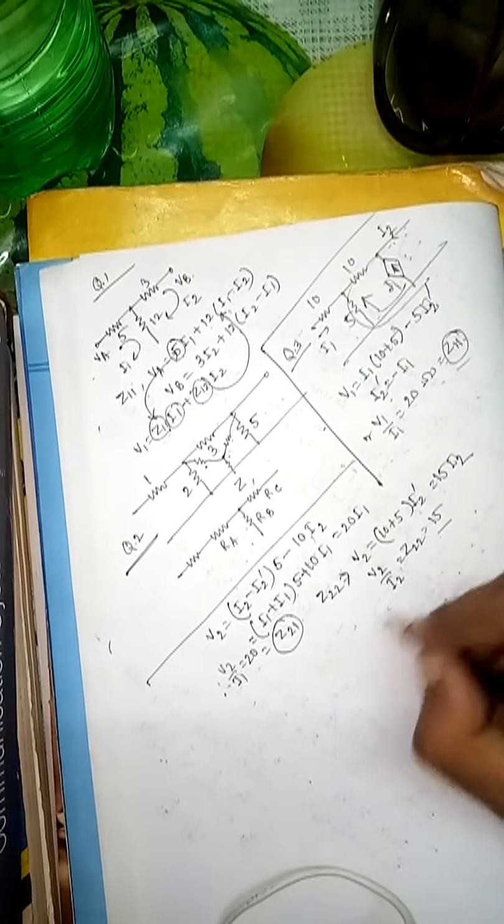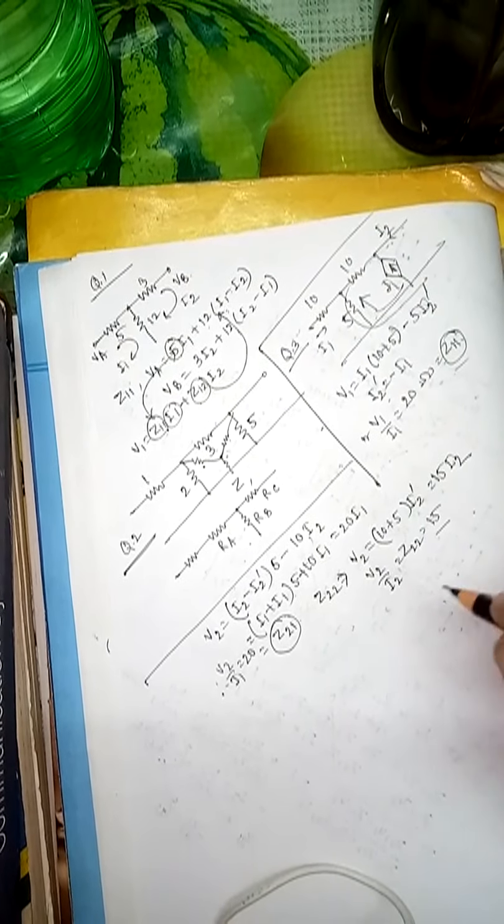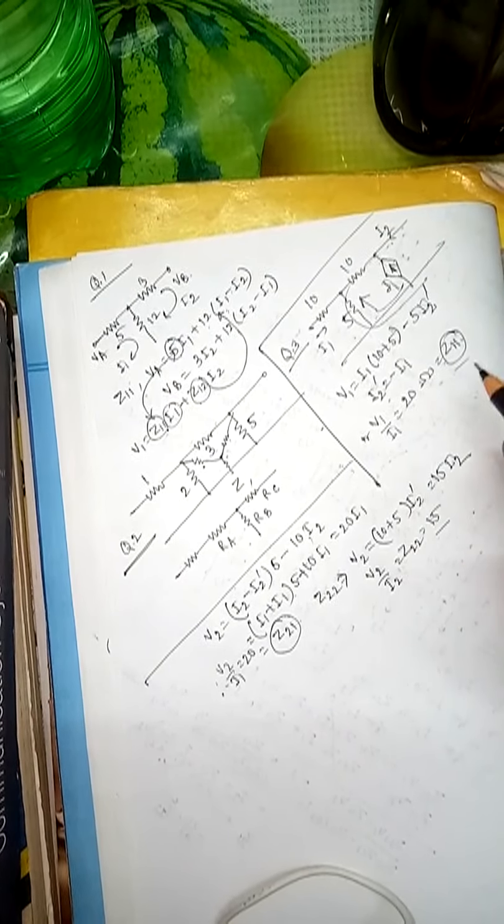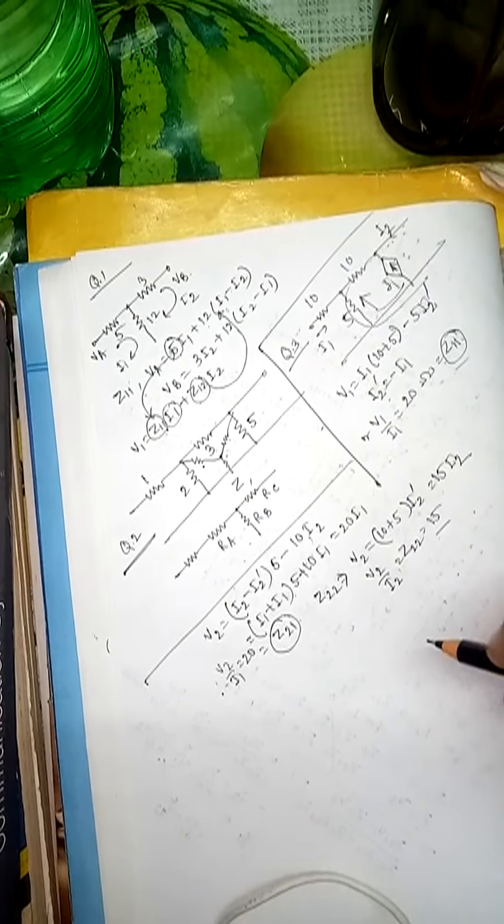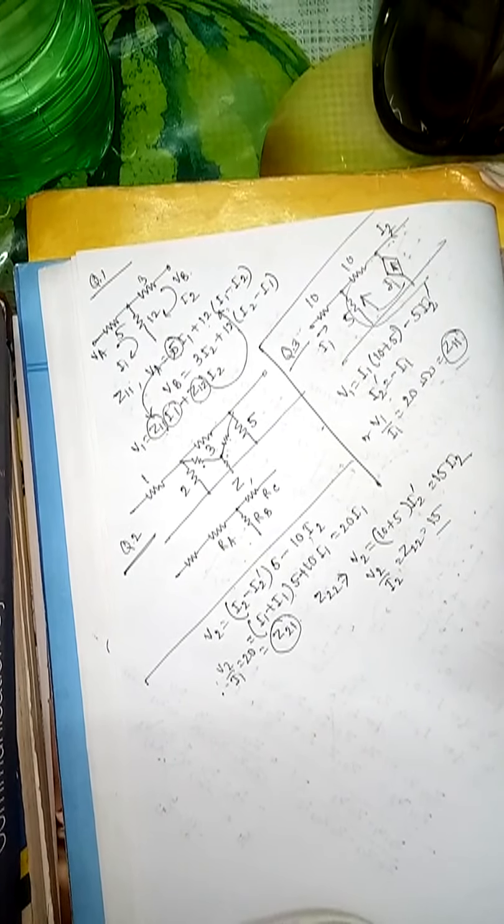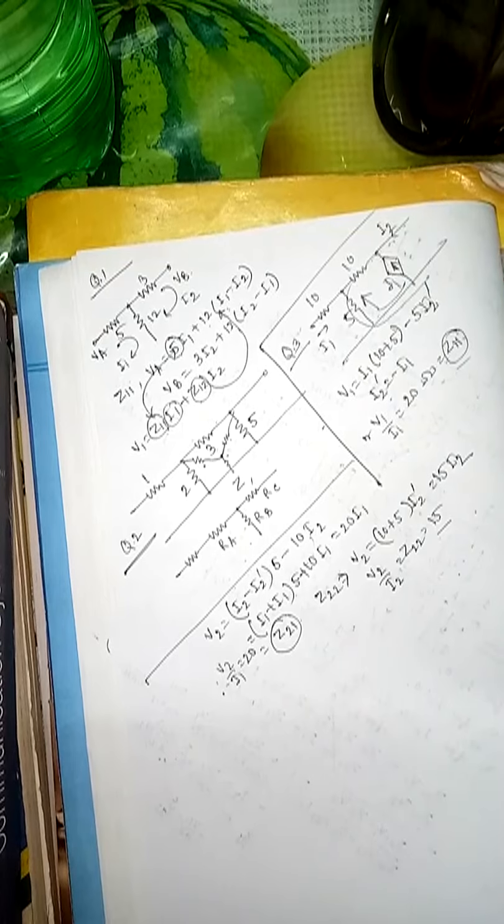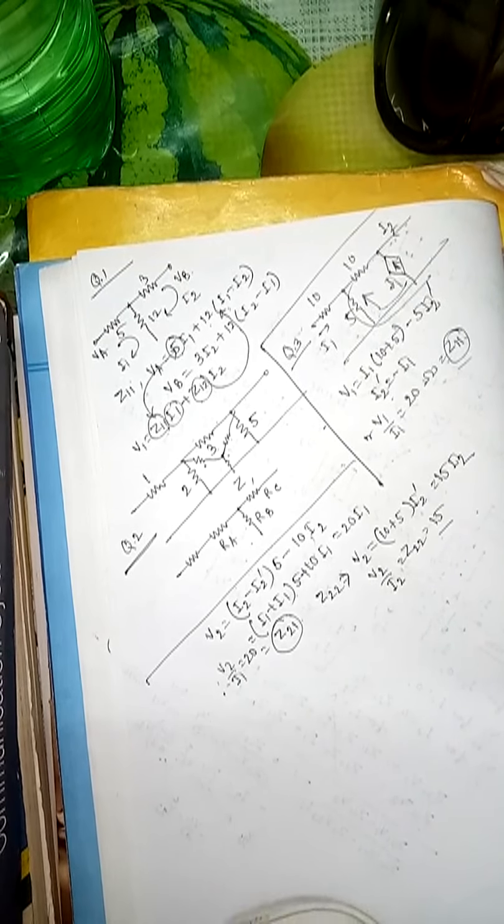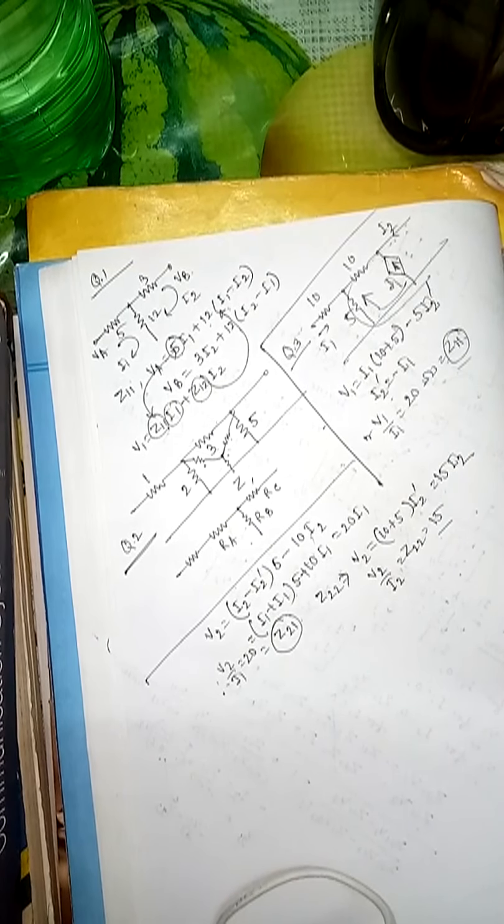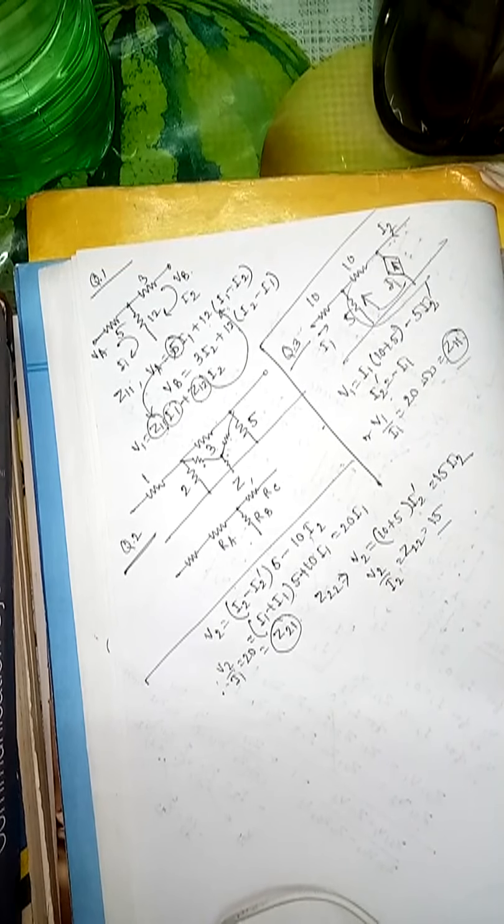You have to find out in this way what is the value of Z12. Okay, so that is a question you may be asked from the pi and T sections of the Z parameters and the Y parameters.